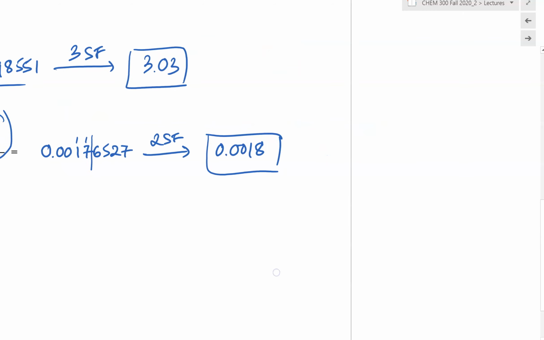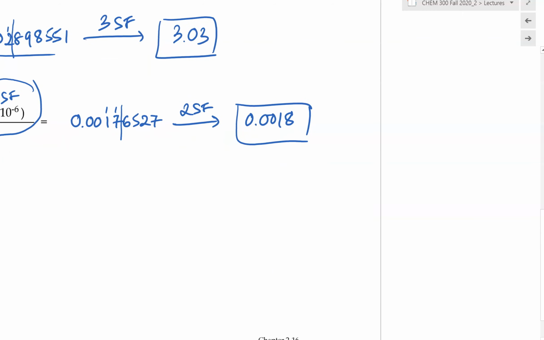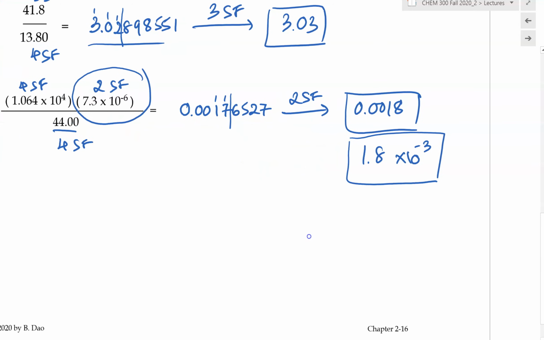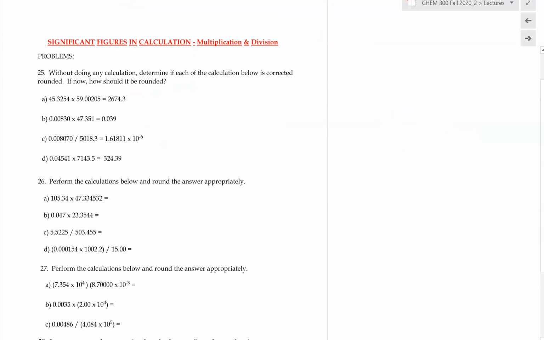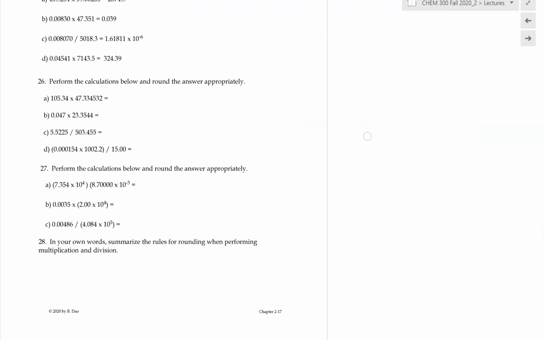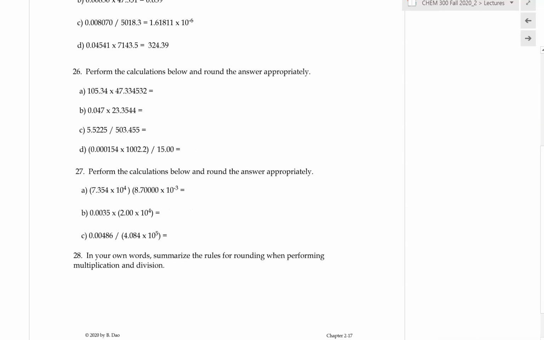Now notice that this value right here is in decimal form. We can also convert this into scientific notation, which becomes 1.8 times 10 to the negative 3. So it does not matter whether we keep this in decimal form or scientific notation form, unless we specify. Then we can write either one of these formats. Please try the following example right here, just to make sure that you know how to do this.